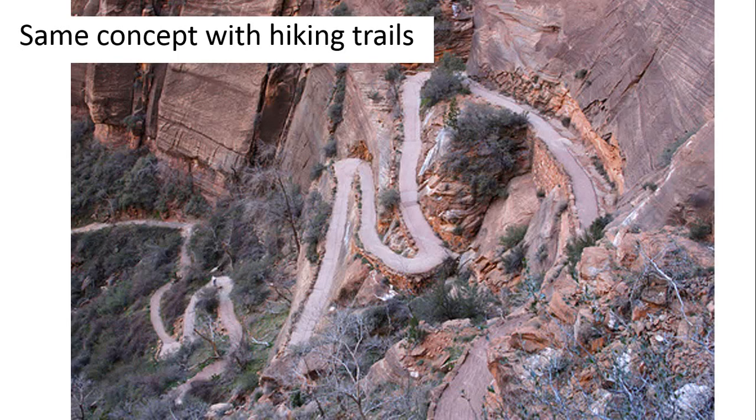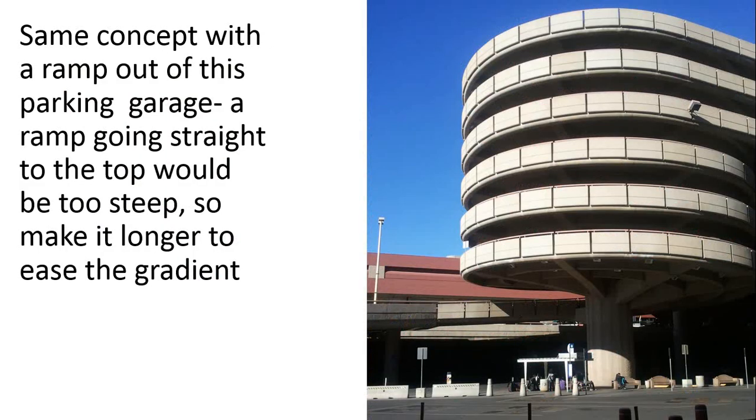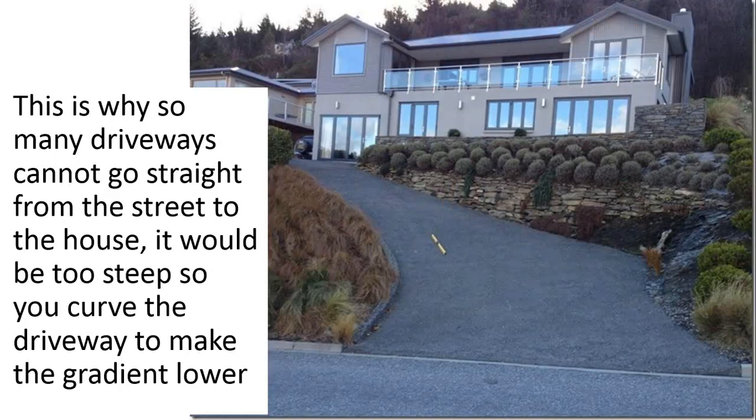Same is true for hiking trails. If you've ever done a hiking trail and you do what's called a switchback, where you go up the mountain, but you don't go up in a straight line. Because if you look at this picture here, there's no way you could walk straight up this. You have to wind back and forth, which makes the path going forward longer, which will decrease the gradient. Same concept with things like this in a parking garage. It's a ramp. You need to get to the top of the parking garage. It's too steep to come straight down, so they make it a corkscrew. And all you're doing is increasing the distance going forward, which makes the grade less.